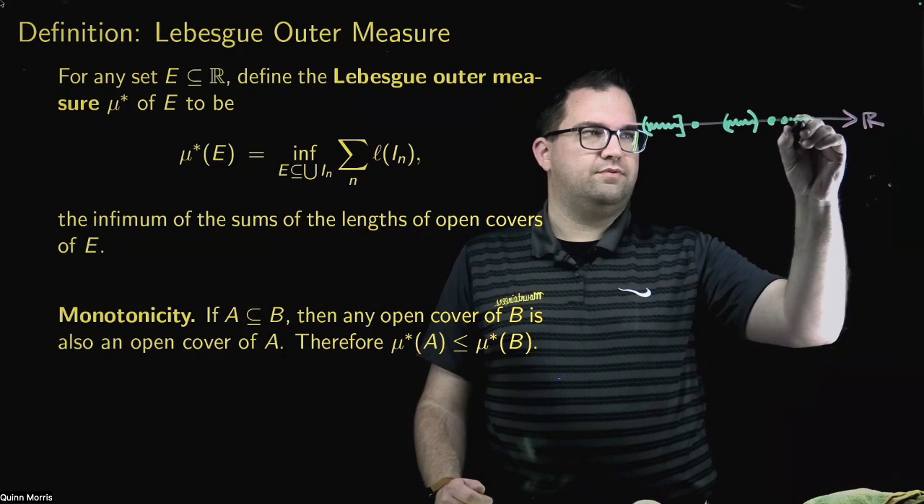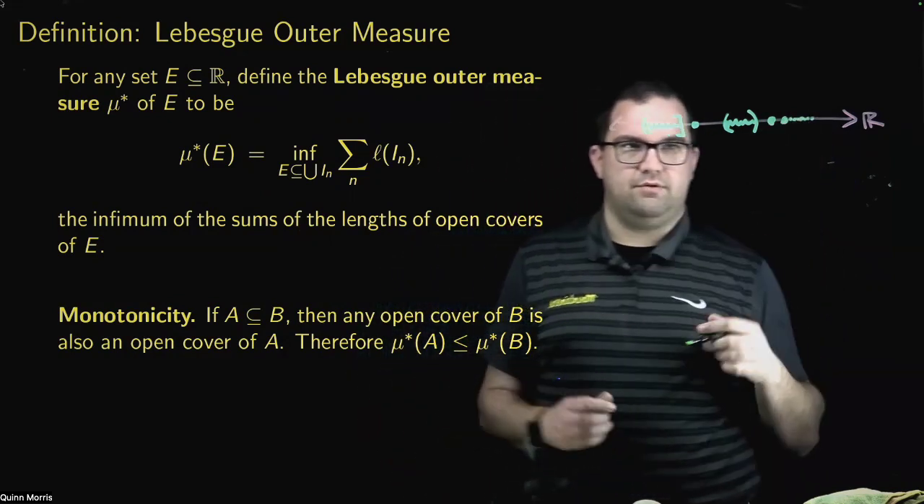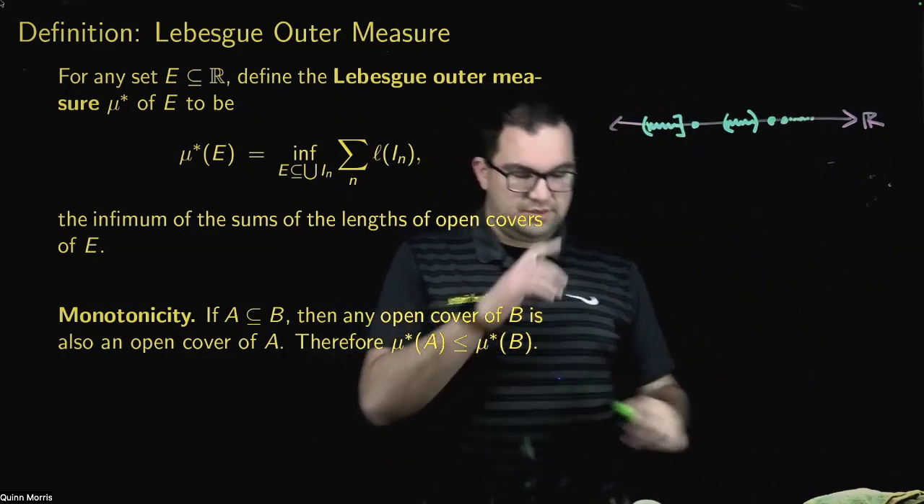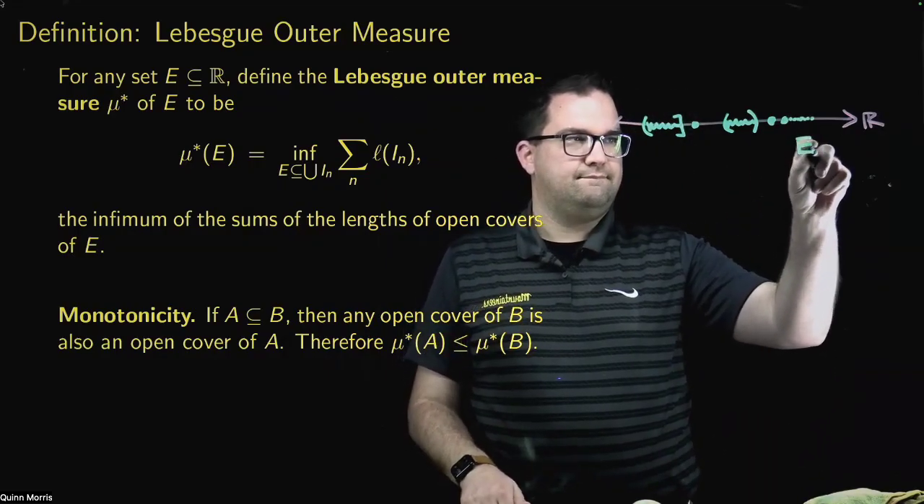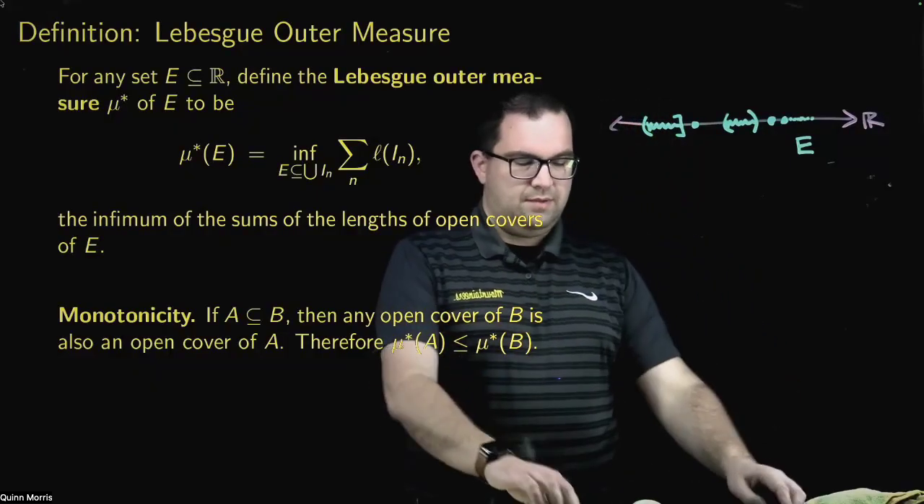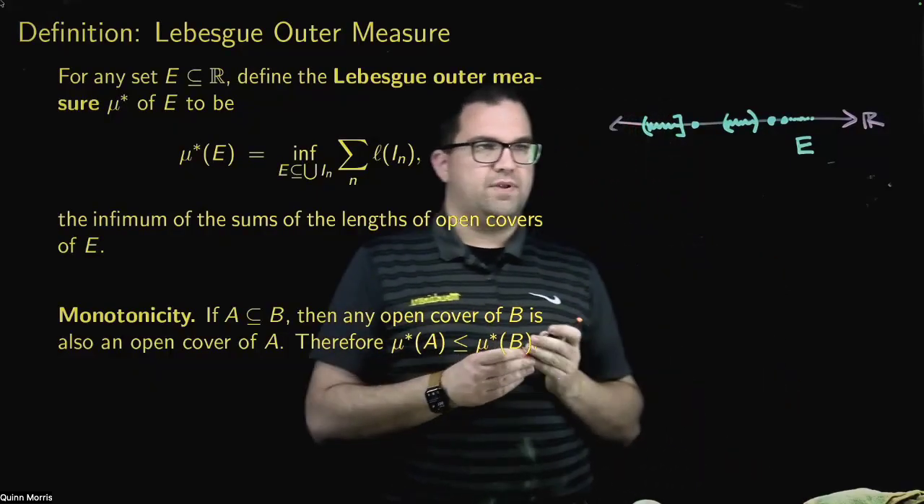You can imagine some sort of limit point thing going on here. But I want to measure this. And so the idea is, if this is my set E in green here, then what I'm going to do is start by taking an open cover of this.